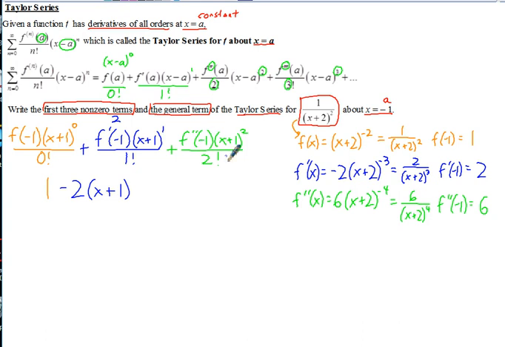And then f double prime of negative 1 we got was 6. So that's 6 divided by 2 factorial is 2 times 1. 6 divided by 2 is 3. So plus 3 x plus 1 squared. Now, depending on the problem, sometimes it's easier to write the general term using the unsimplified form. Sometimes it's easier to use it. In this case, it'll be easier to see the pattern with the simplified form.